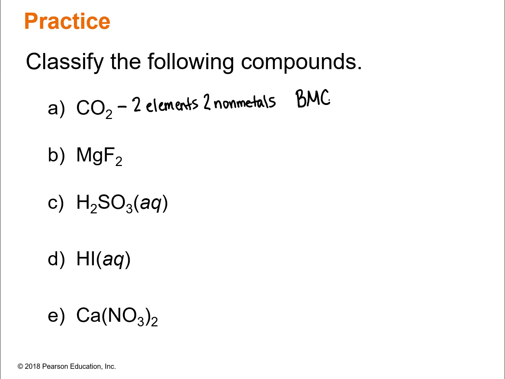Let's do the next one. How many elements do you see in this compound in B? I was hoping someone would say 3. So we're looking at the type. So there's 1 magnesium and there's one fluorine, right? We have multiple fluorine atoms, but that's okay. There's only 2 elements here. We're not looking at the subscripts.